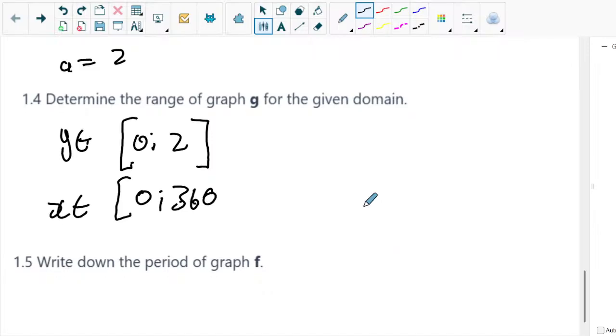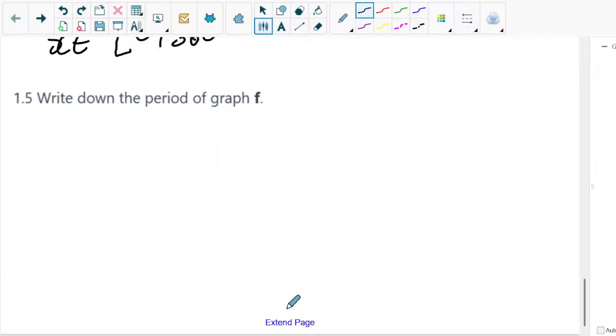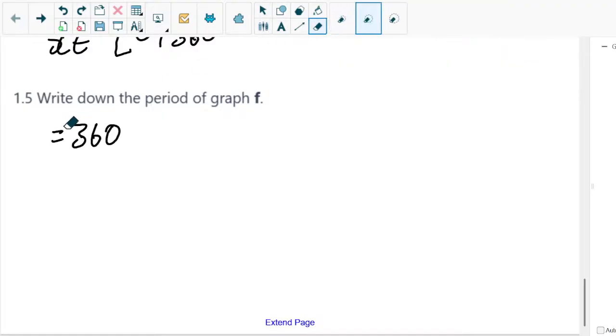Then we have the next question. It says you shall write down the period of f. The period, sine and cos, they have a period of 360. Sine and cos have a period of 360. Okay, so then the period is equivalent to 360. The period of this one is going to be 360.